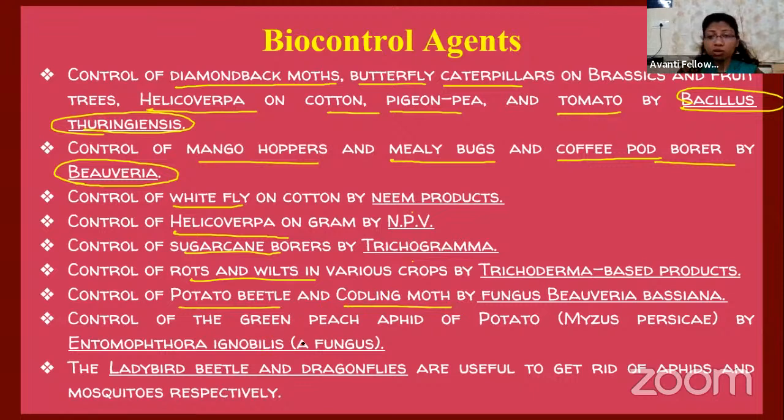Then we have another fungus, Entomophthora ignobilis, which is used against the green peach aphid of the potato. And last we have the lady beetle and the dragonflies, which are used against the aphids and the mosquitoes, which we have studied initially also.